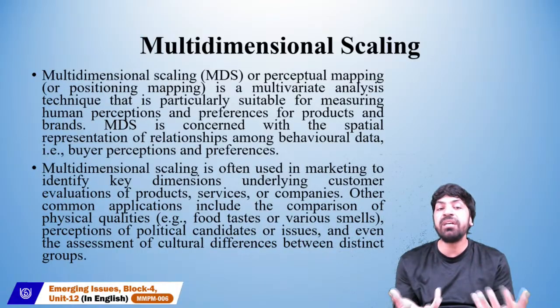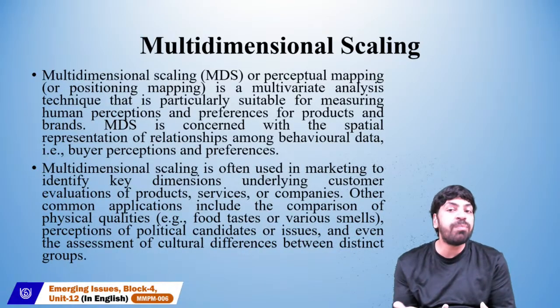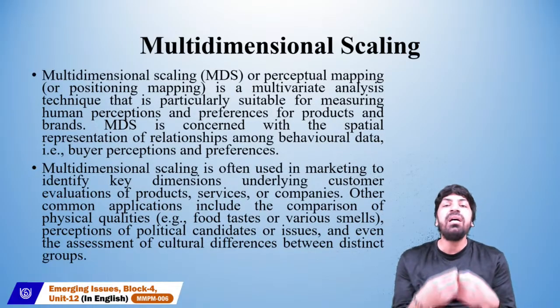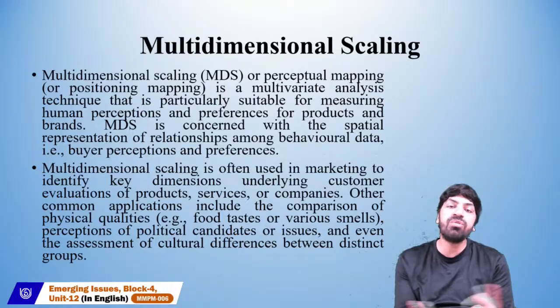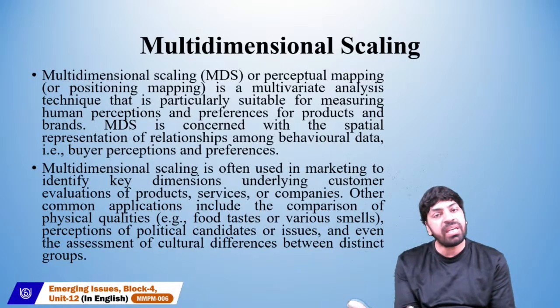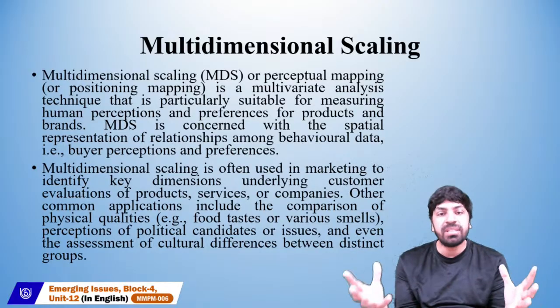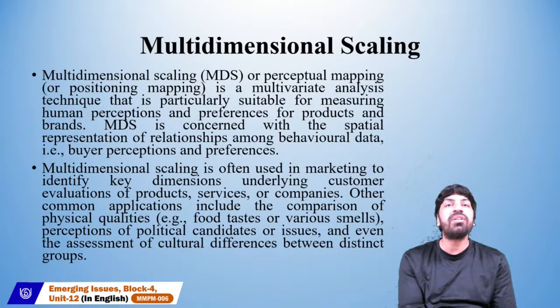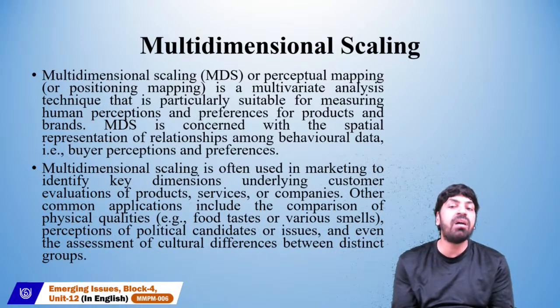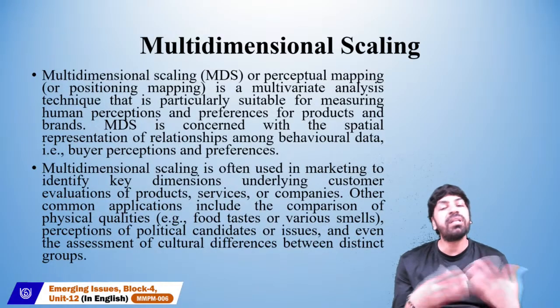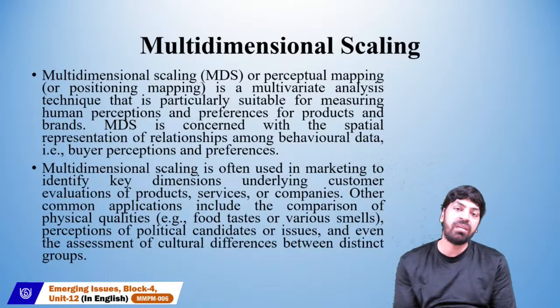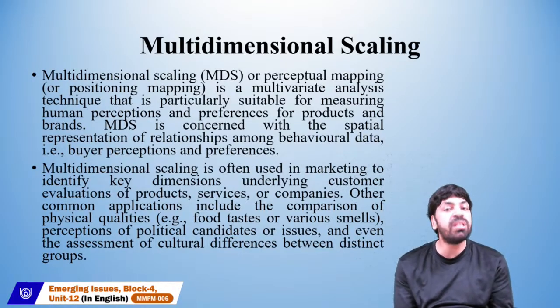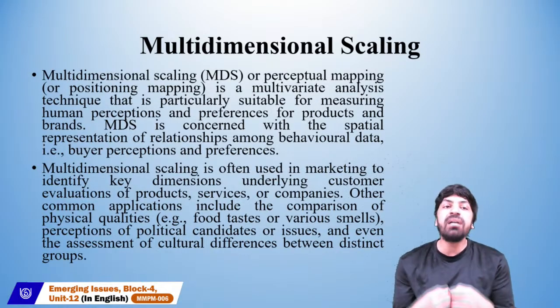If a researcher is trying to measure my perception at the point of time while I am making choices or expressing preferences towards products and brands, then we can talk about multidimensional scaling. It is mainly concerned with the spatial representation of the relationship about my behavior, my preferences, or in other words, my perceptions. So if I study perception along with preferences and behavior for different products and brands, we use multidimensional scaling.